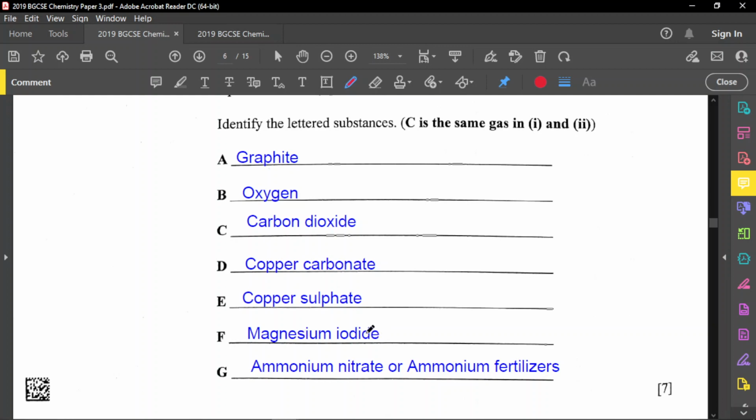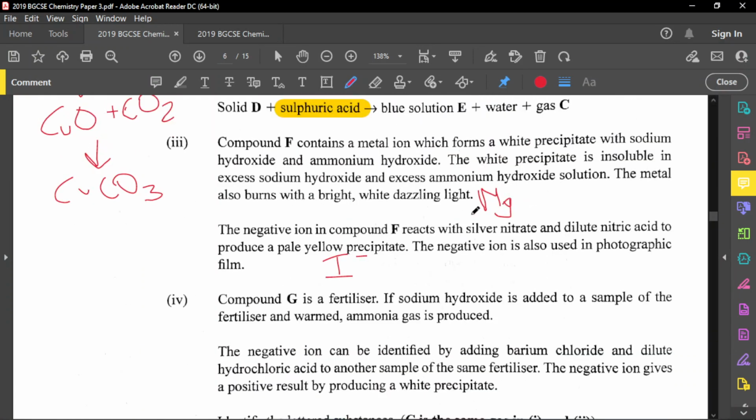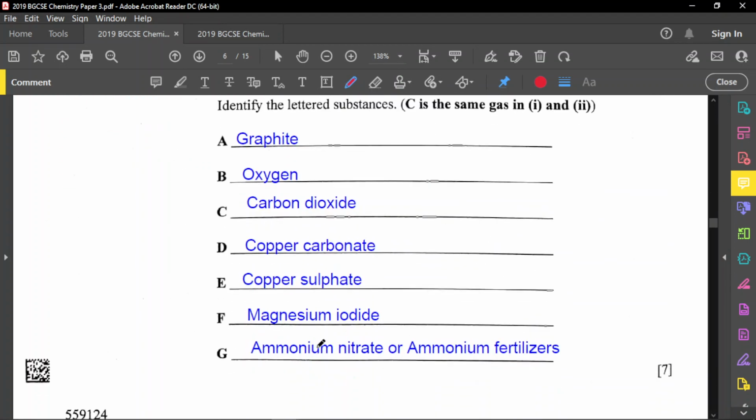And then we have magnesium iodide as compound F, because of the two different ions that we identify. We identify magnesium and iodide, and therefore it is magnesium iodide as compound F. And then for G, it is either ammonium nitrate fertilizer, or you can just generally say ammonium fertilizer, all right? Just to make a note of that.